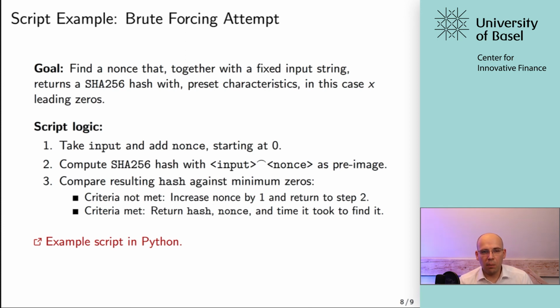If you want to see an example script here in Python, then you click on this link. There you can play around with it and test it out, and you can actually check how long it takes to find these zeros. For the first few leading zeros, this won't be a problem, but once you get to larger numbers of leading zeros, your computer fan will start rotating quite heavily, and you will not find any solution in any reasonable time frame.